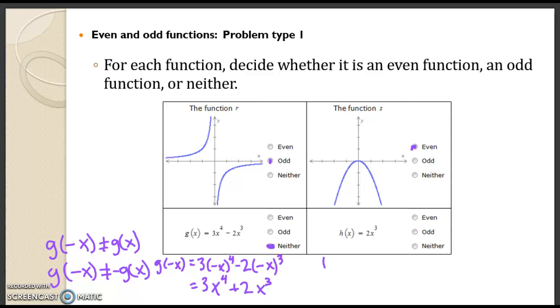What about h of x? Let's plug in negative x. This becomes negative 2x cubed. And that equals negative h of x. So in this case, it is symmetric about the origin, so it is an odd function. That is even and odd functions.